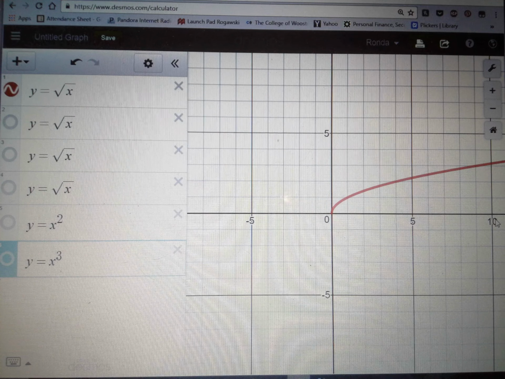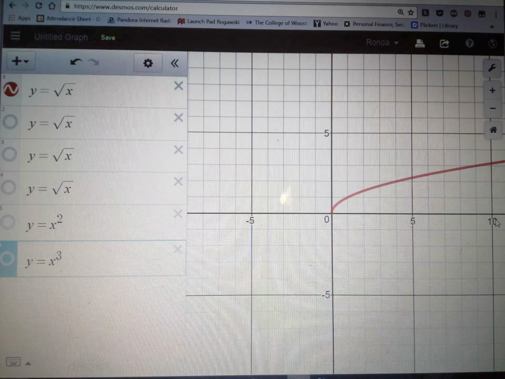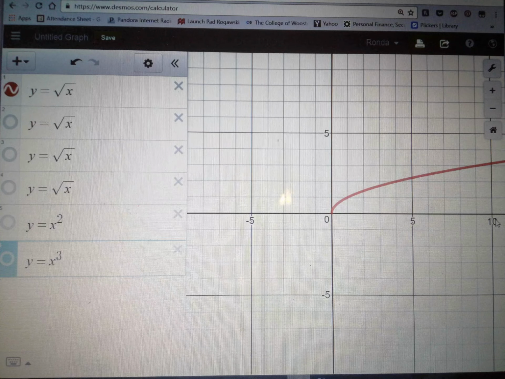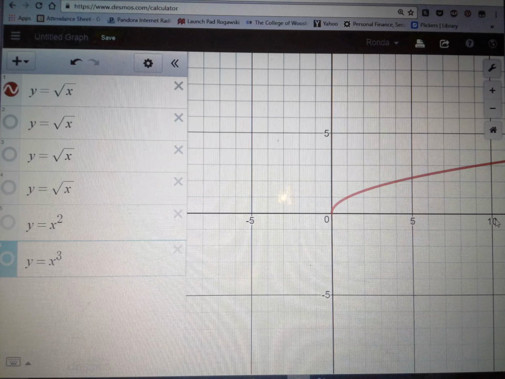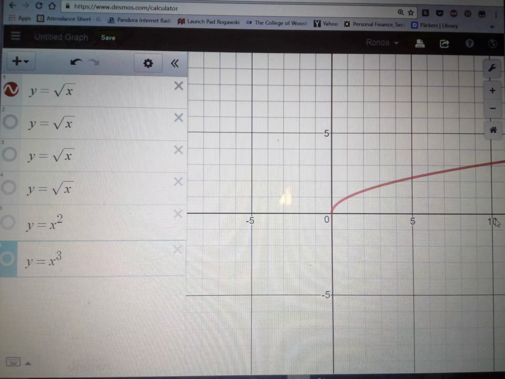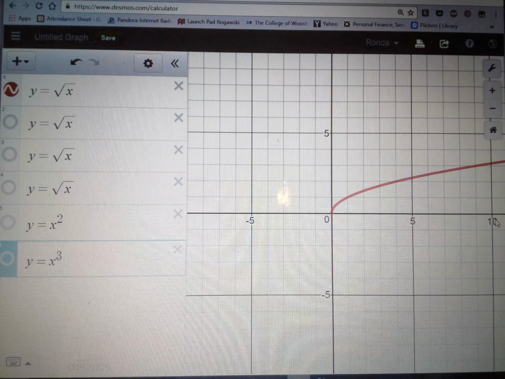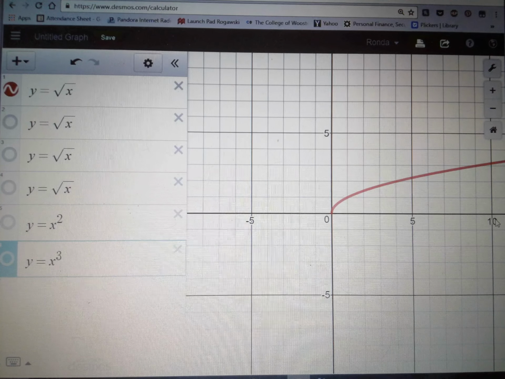Today's lecture is continuing in 1.3 with transformations of graphs. Today we're going to be talking about reflections. There are two types of reflections: one is reflecting into the x-axis, and the other is reflecting into the y-axis.